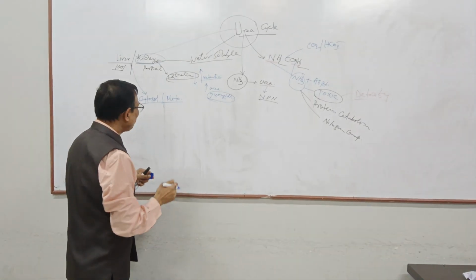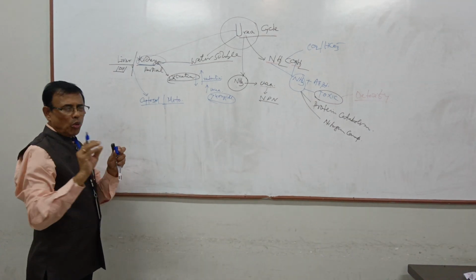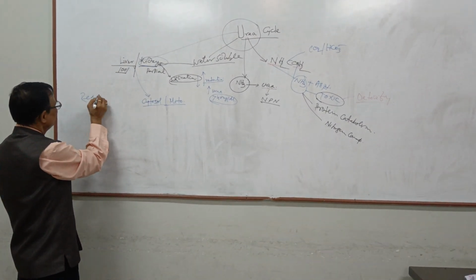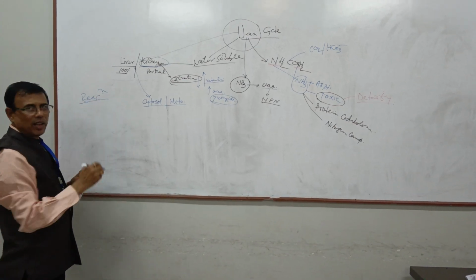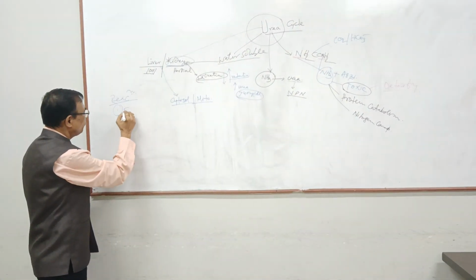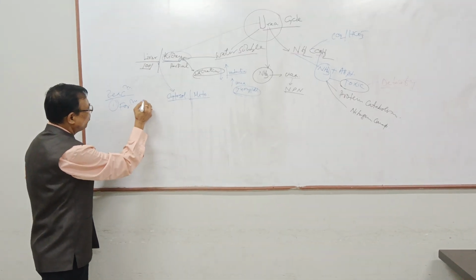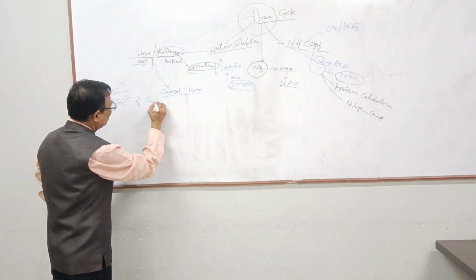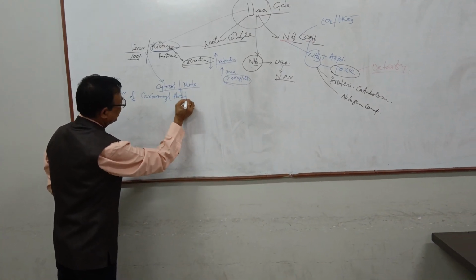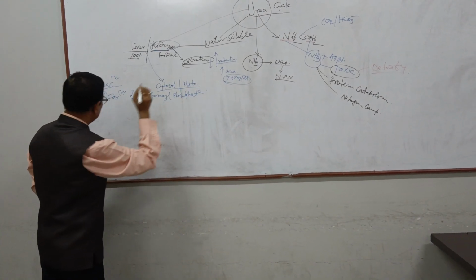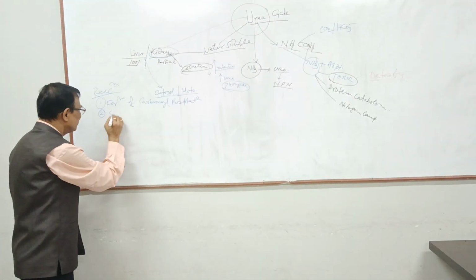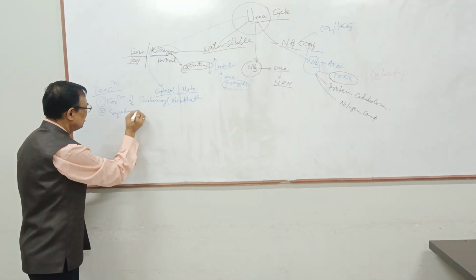Now, what are the reactions? First, the headings of the reactions for synthesis. Number one is the formation of carbamoyl phosphate. Number two is the synthesis of citrulline.